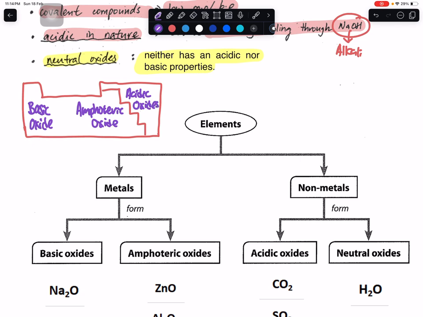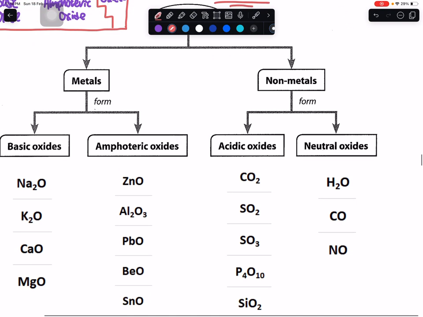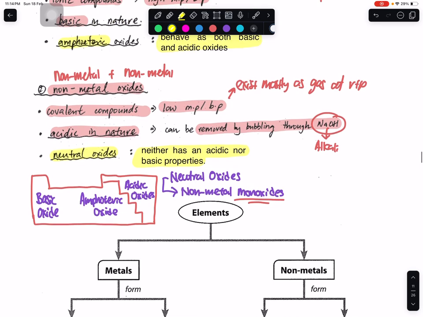So what about your neutral oxides? They will be just your non-metals, but they won't be just any non-metal oxides, they will be your non-metal monoxides. The key word here that I'm stressing is monoxides, because it means that they have a single O. So if you look at your neutral oxides, all the O's are neutral. You see your water is neutral, carbon monoxide is neutral, and nitrogen monoxide is also neutral. So with that, that is more or less it.